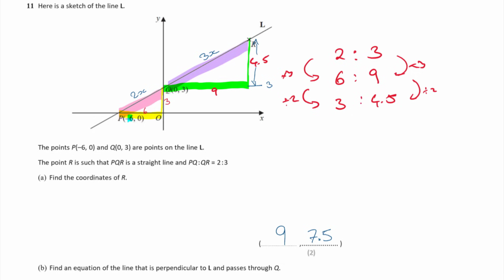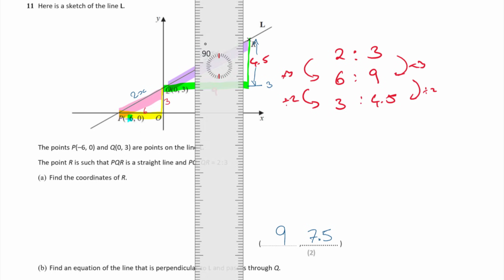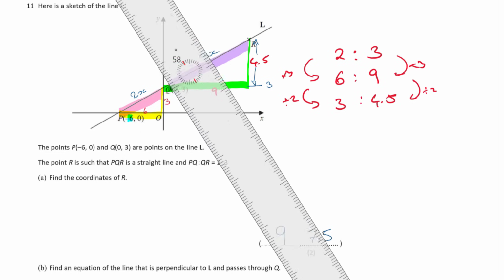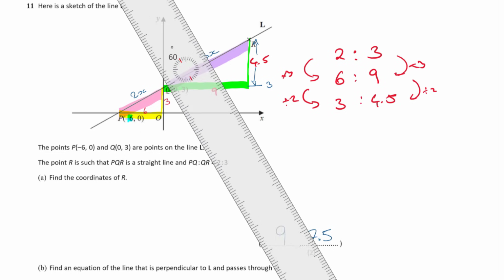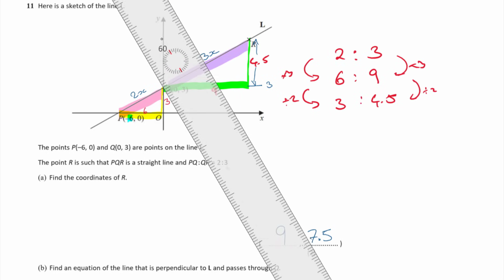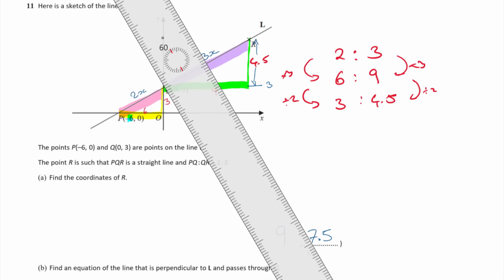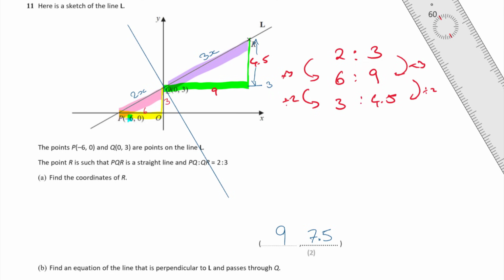So the coordinates of R are 9, 7.5. Right, and then part B says find the equation of the line that is perpendicular to L and passes through Q. Perpendicular to L and passes through Q. So the line that is perpendicular to L passing through Q is going to look something like this. Okay, and that's at a right angle, isn't it?